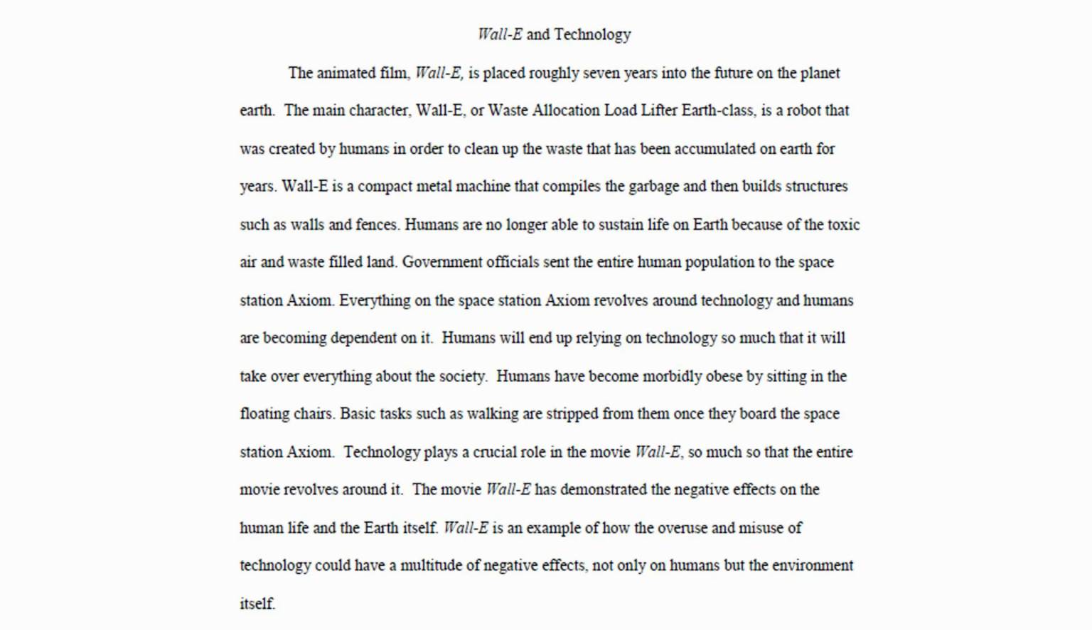But then the explicit thesis. WALL-E is an example of how the overuse and misuse of technology could have a multitude of negative effects, not only on humans, but in the environment itself. So, it's not stated particularly well or specifically, but they're trying to say that WALL-E is about how technology can possibly doom us.